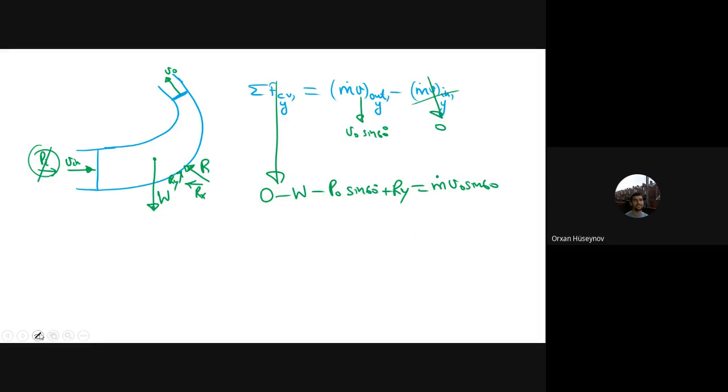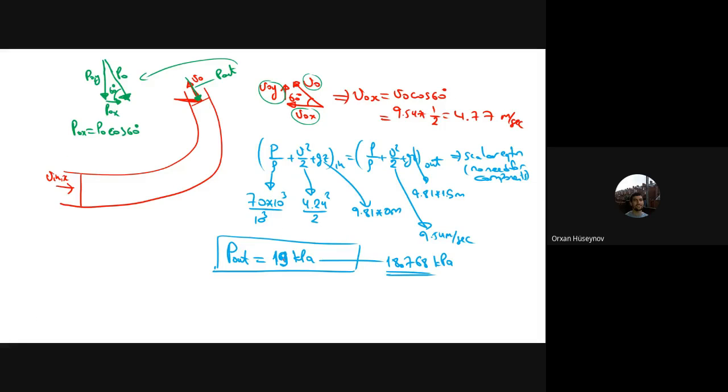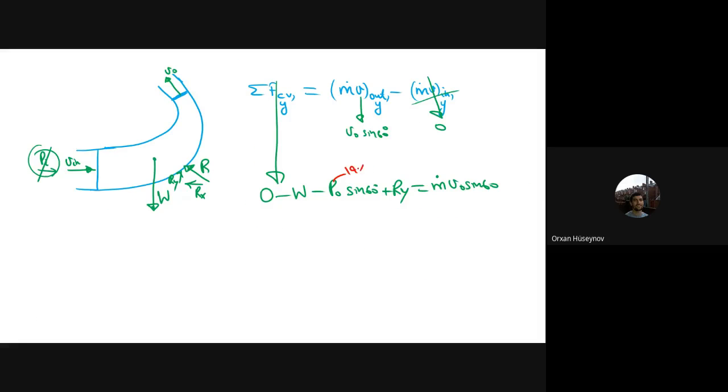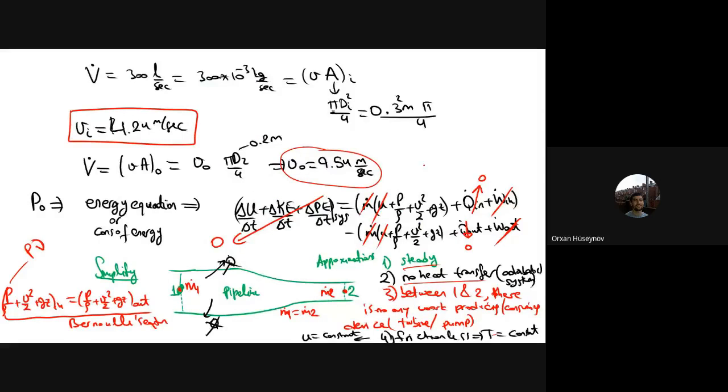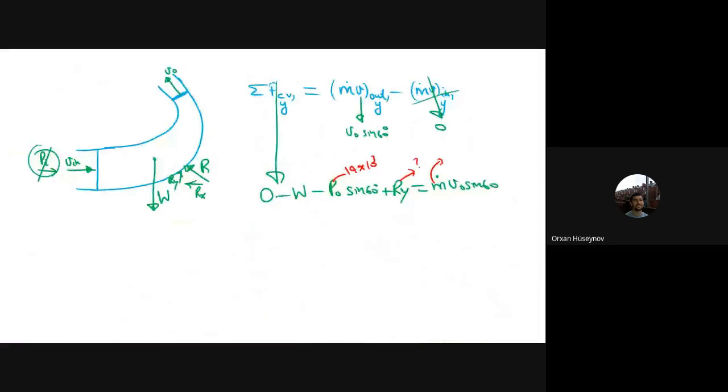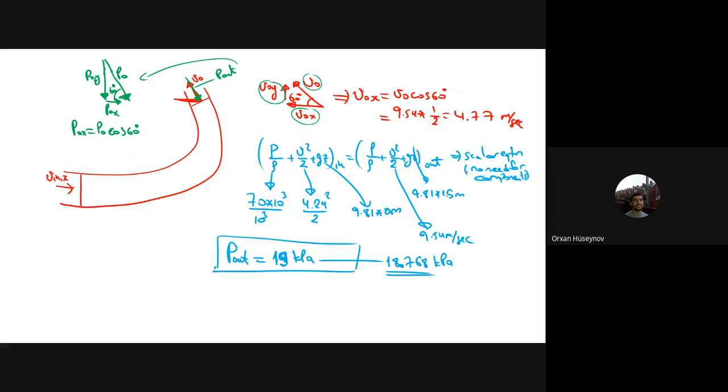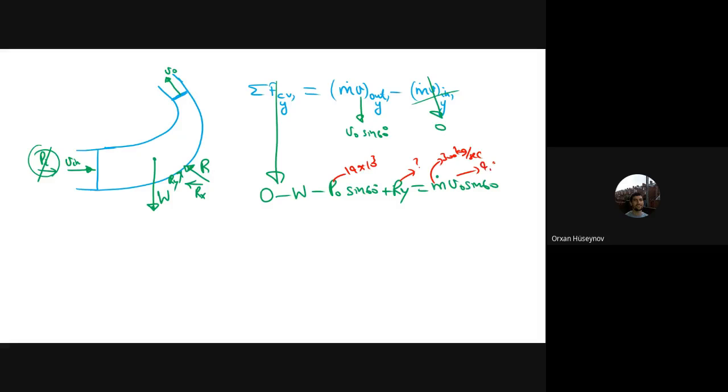Firstly, P out. We have calculated that it is 19 kilopascals. It will be 19 times 10 to the power of 3. And Ry is unknown. And this one was the mass flow rate. If you remember, it was 300 kilograms per second. And the velocity at outlet, the value is 9.54 meters per second.